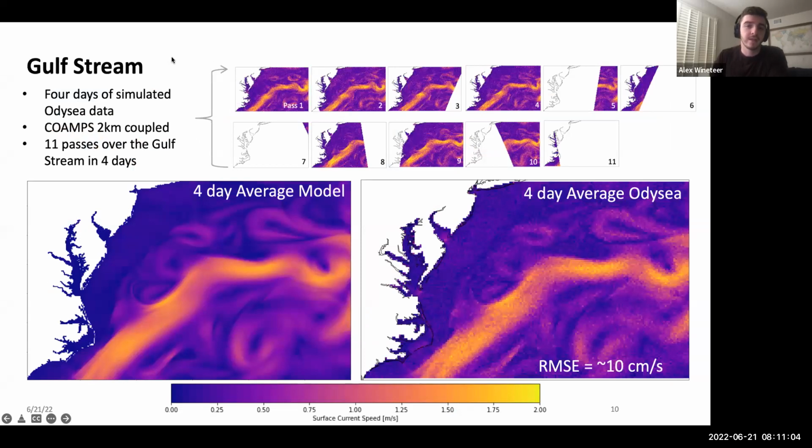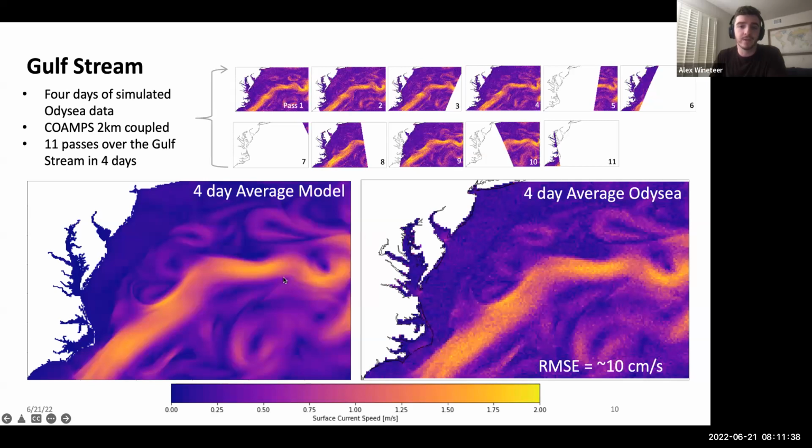Okay, so this is showing a picture of the Gulf Stream. This is with 4 days of simulated Odysea data using a 2-kilometer coupled COAMPS model. There's 11 passes over the Gulf Stream in those 4 days. All those passes are shown here with noise from the simplified simulator. You can see on the left here is the 4-day average model, and on the right here is the 4-day average Odysea. So comparing these two, you get an RMS error of about 10 centimeters per second.